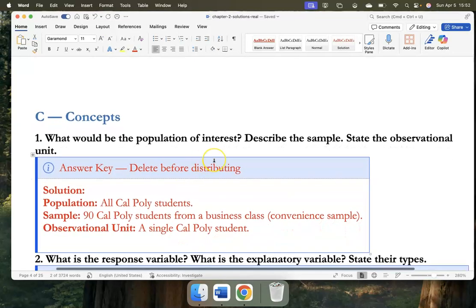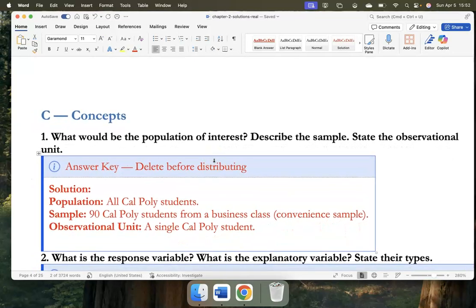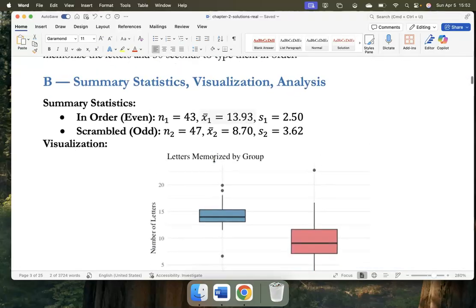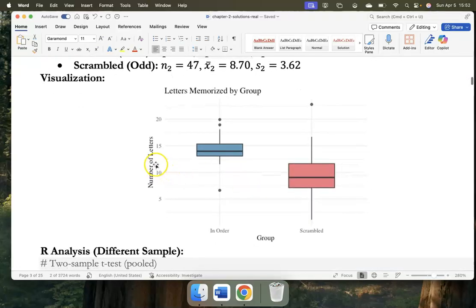The next big question is how many variables do we see here? If you look at the box plot, we should note that there are only 2 variables, the y-axis and the x-axis. The y-axis is the number of letters memorized, and the x-axis is the treatment they experienced, the group. On the x-axis is our explanatory variable, which explains the variability in our y-axis variable, the response variable, the number of letters memorized.